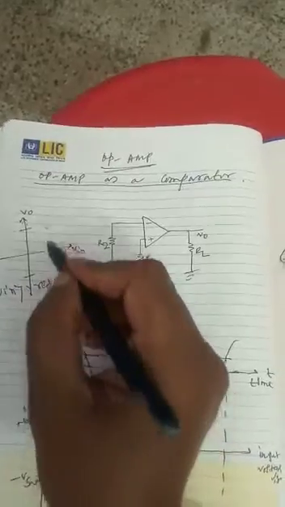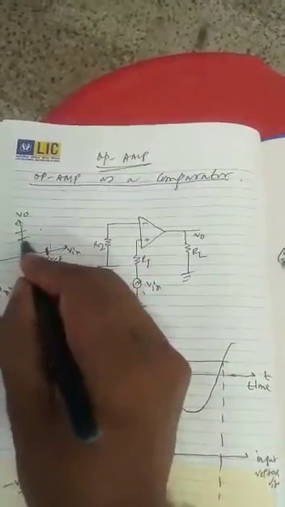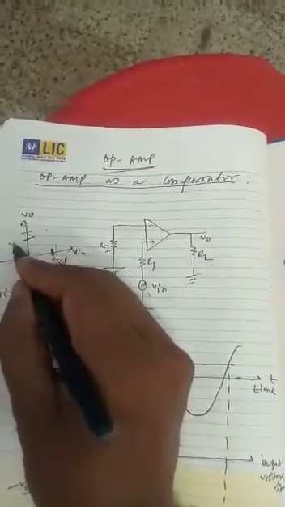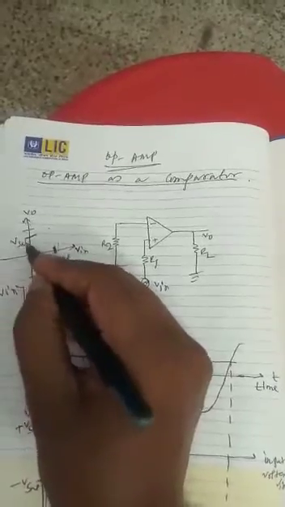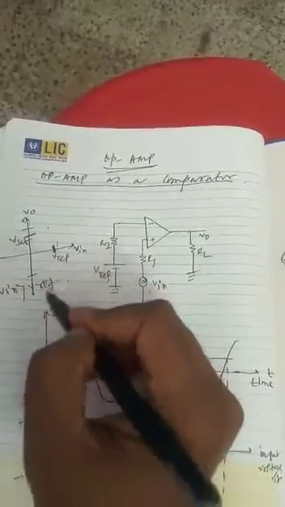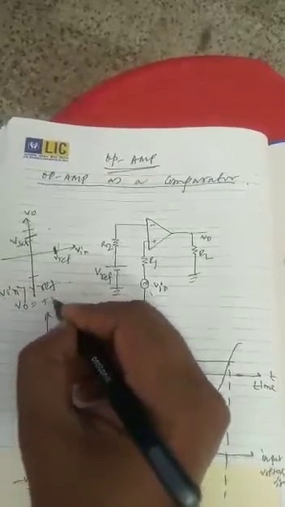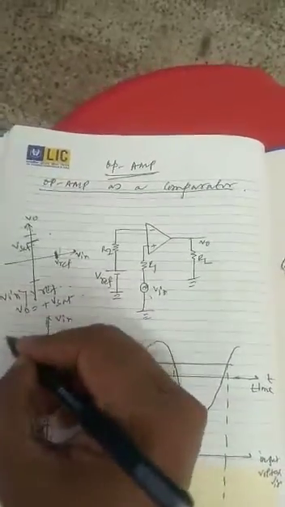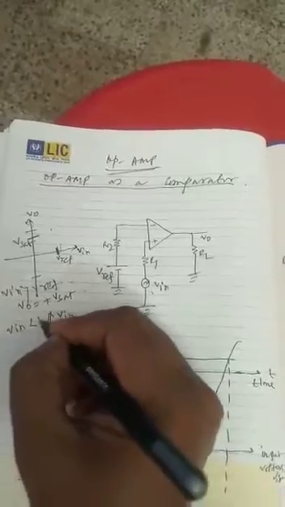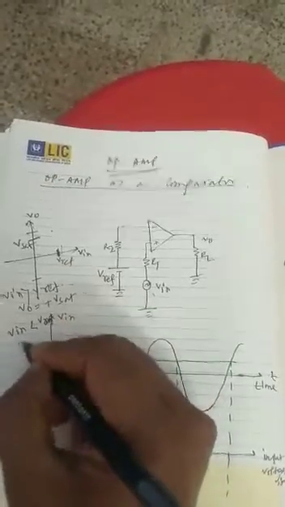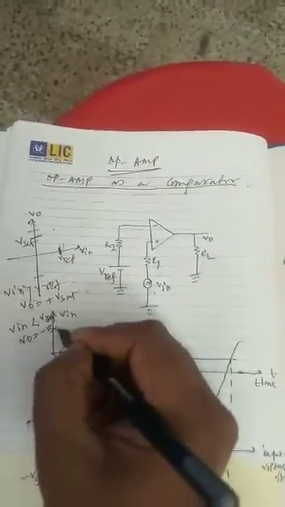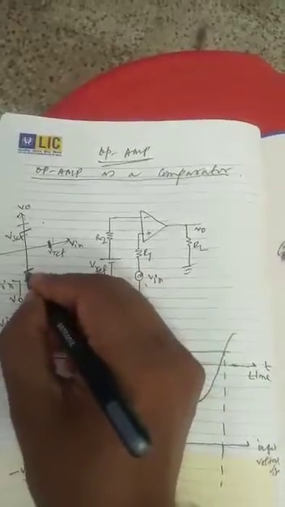If Vin is greater than V reference, then the output will be plus Vsat. That is, V0 is equal to plus Vsat. If Vin is less than V reference, then the output V0 is equal to minus Vsat. That means minus Vsat.